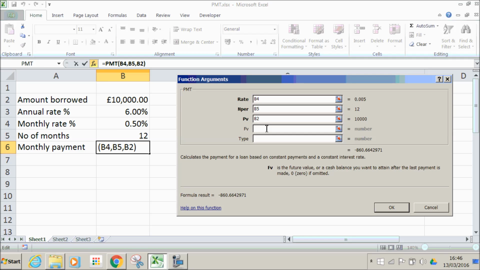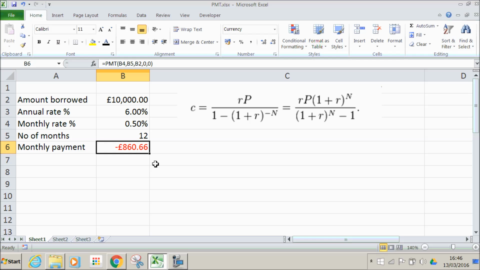The future value is 0 because we want by the end of the 12 months to have reduced the loan to 0. And the type of repayment is either 1 or 0. If you pay at the end of the month, then the value is 0. If you pay at the beginning of the month, the value is 1. And this gives us our monthly repayment of £860.66. The reason why it's red, and the reason why it's negative, is because this is a payment out of our account.